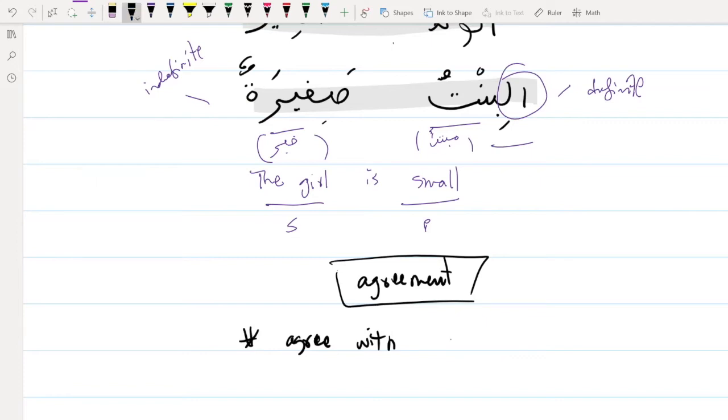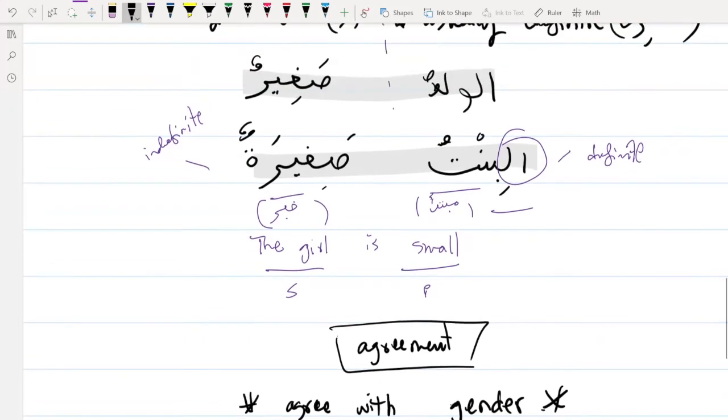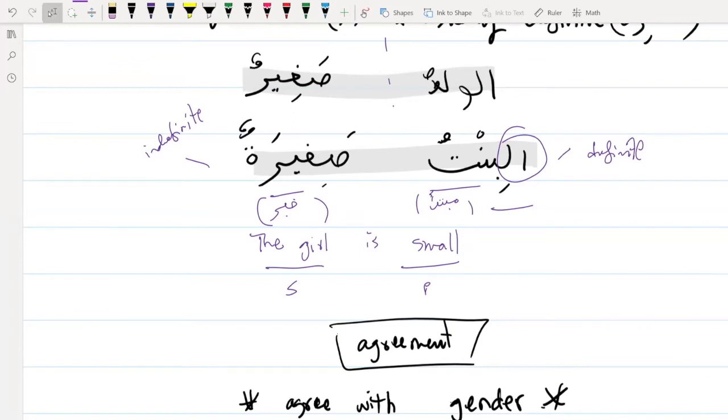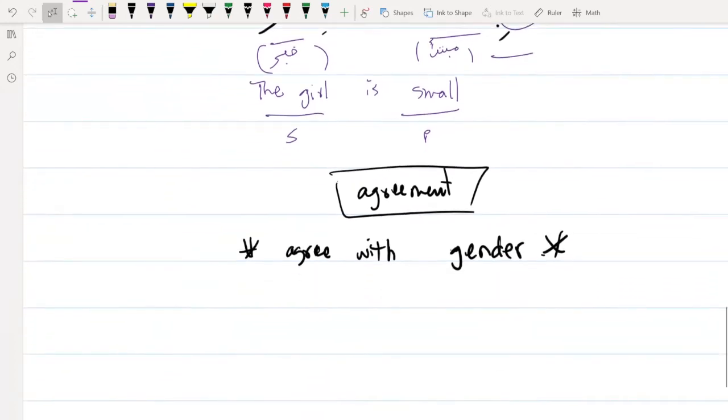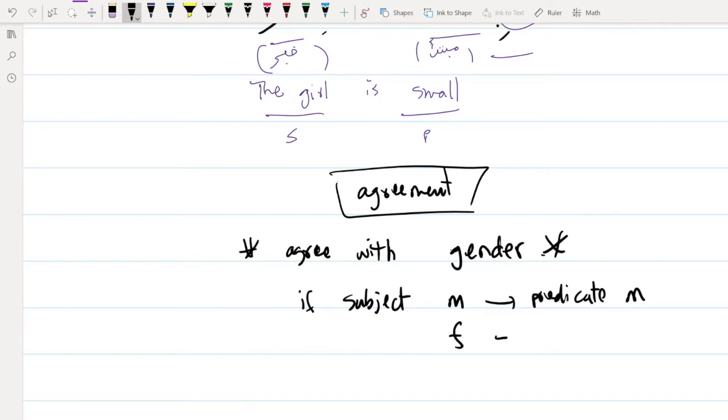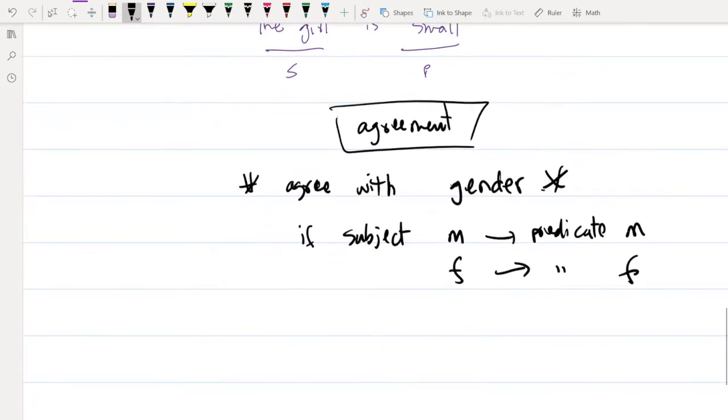They have to agree with gender, yes. This is a very important rule you have to understand. They must agree with the gender. So if the subject is masculine, your predicate must be masculine. That's one of the very important rules. Basically, subject masculine, predicate masculine. Subject feminine, predicate feminine. You understand, right? Good.